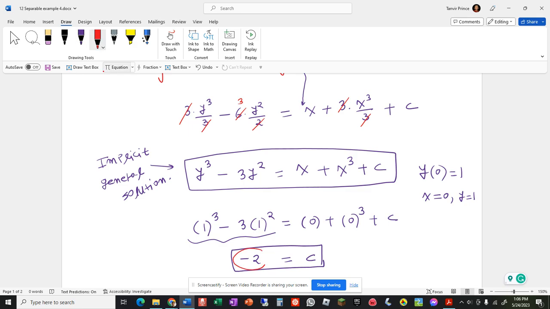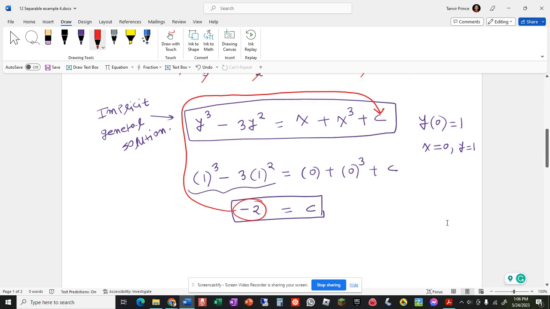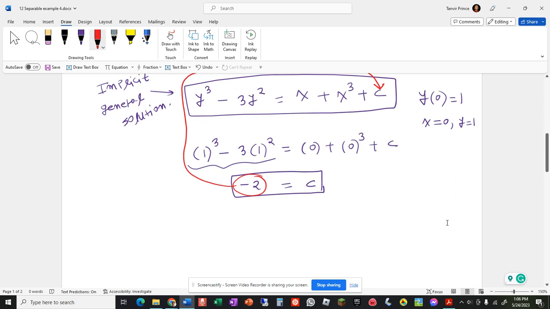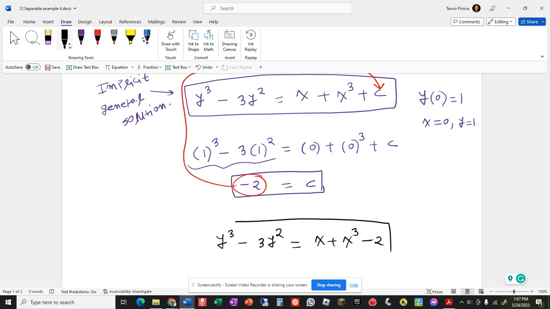So I can replace this c by negative 2 here. That will be my specific implicit solution. So I'm going to copy everything else. That will be the specific solution, and of course, it will still be implicit. I'm replacing c by -2, and that will be my final algebraic solution here. So that will be a specific solution. And again, this is implicit, right? We're not making it explicit.